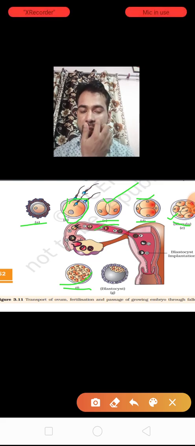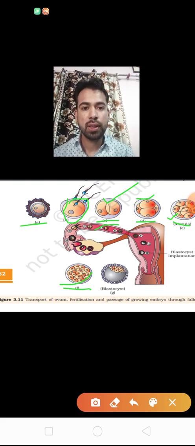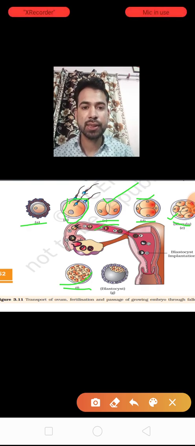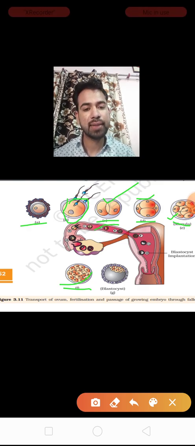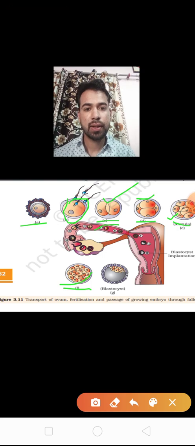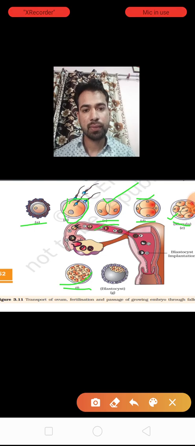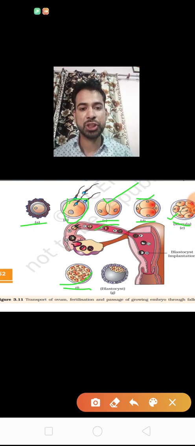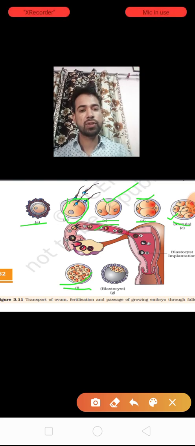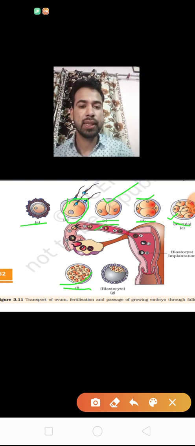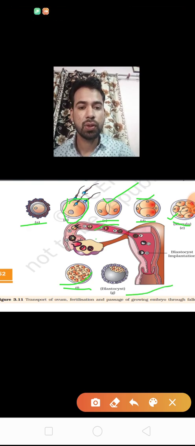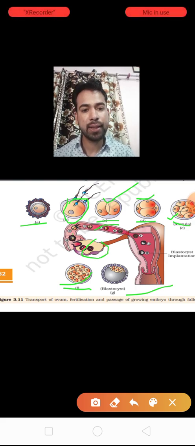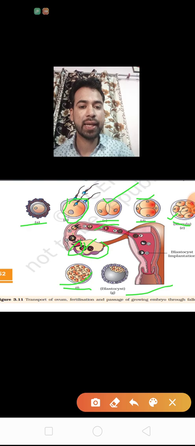The morula continues to divide, 16 to 32, and the 32 stage of the blastomeres is called the blastocyst. This stage is transferred to the innermost layer of the uterus, and this process is called implantation. By the use of this picture you can easily understand. See here, this is the female reproductive tract. In this, the ovary is there. This ovary releases the egg, and the fimbriae receive this egg here.